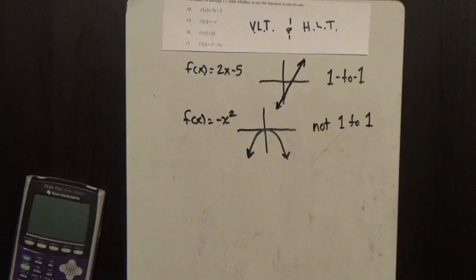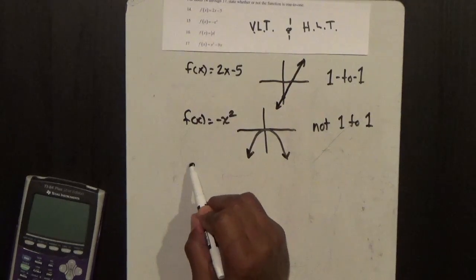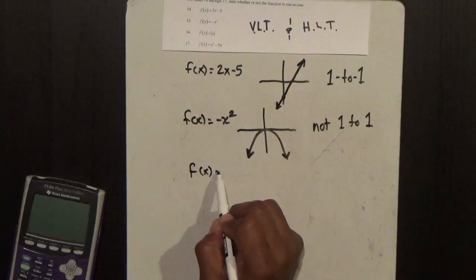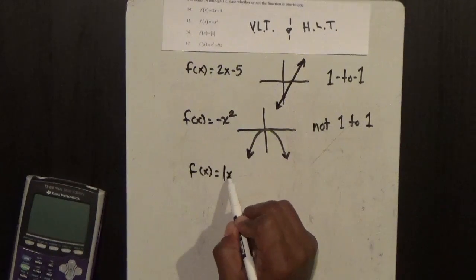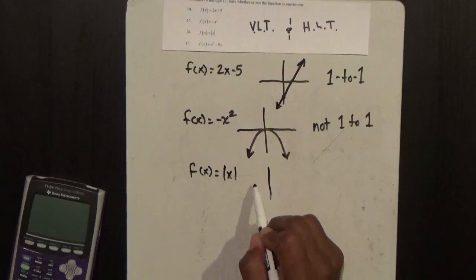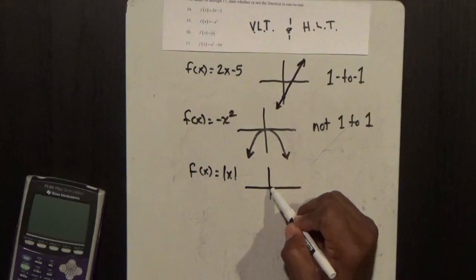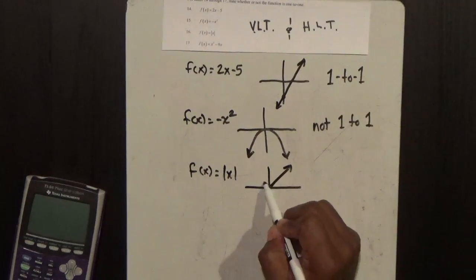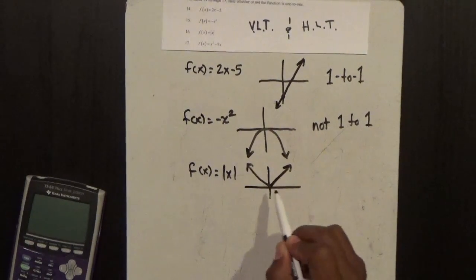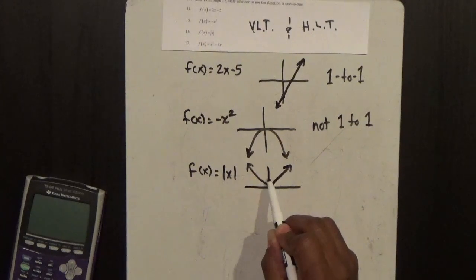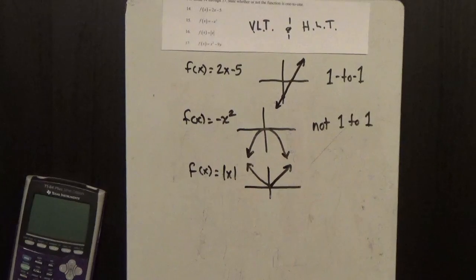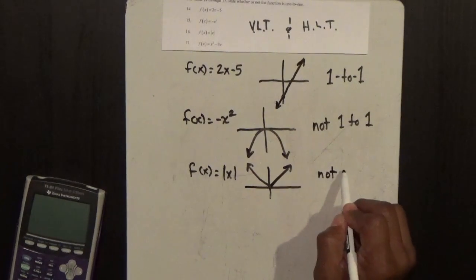All right, an absolute value function, shaped like a V, absolute value of x, diagonal, at 0, 0, it goes up 1, out 1, up 1, out 1, is not 1 to 1.